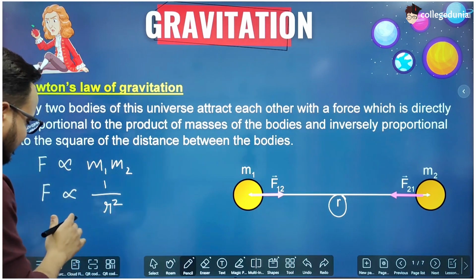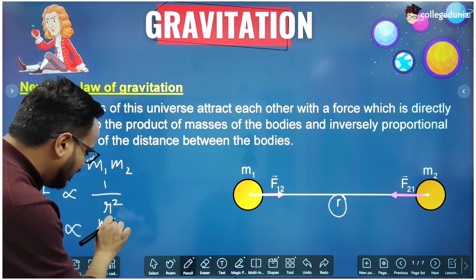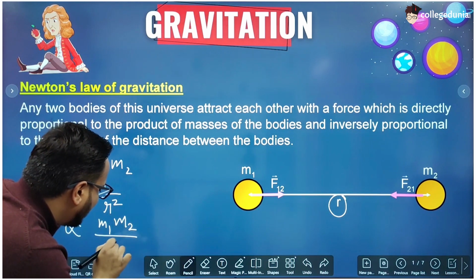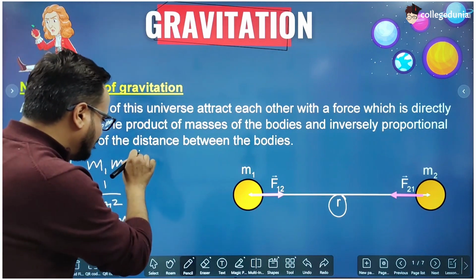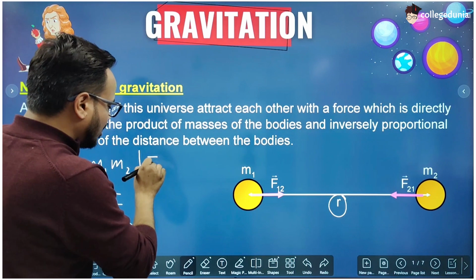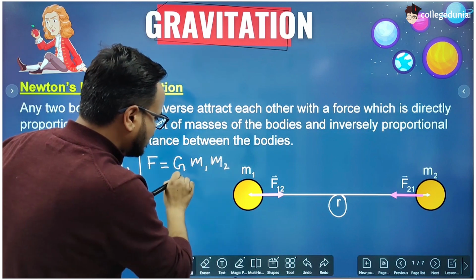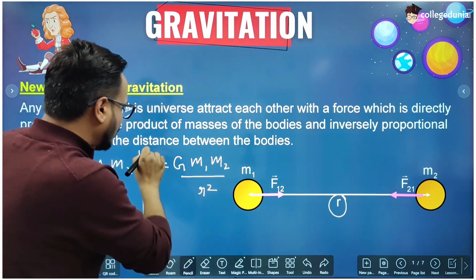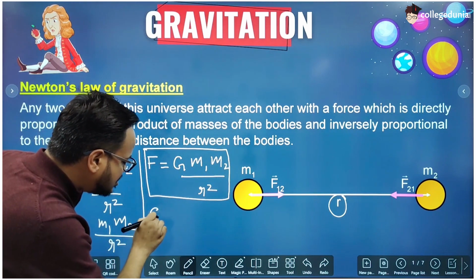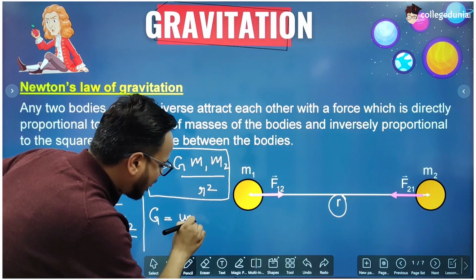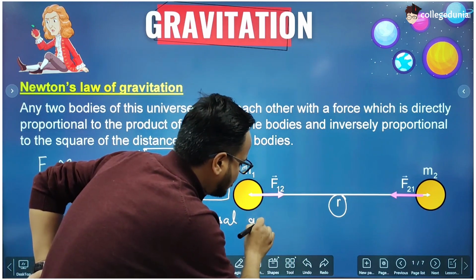Okay, so if we combine these two, we get a formula F proportional to m1 m2 divided by r square. When we remove the sign of proportionality and put an equal to sign, a constant must appear in the formula, and this formula is no exception. Constant G appears here, which is called the universal gravitational constant.